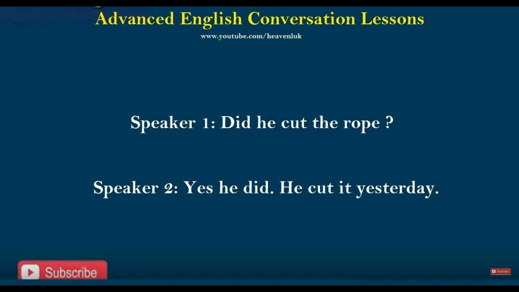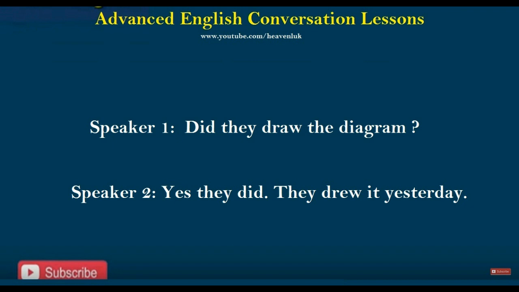Speaker 1. Did he cut the rope? Speaker 2. Yes, he did. He cut it yesterday. Speaker 1. Did they draw the diagram? Speaker 2. Yes, they did. They drew it yesterday.